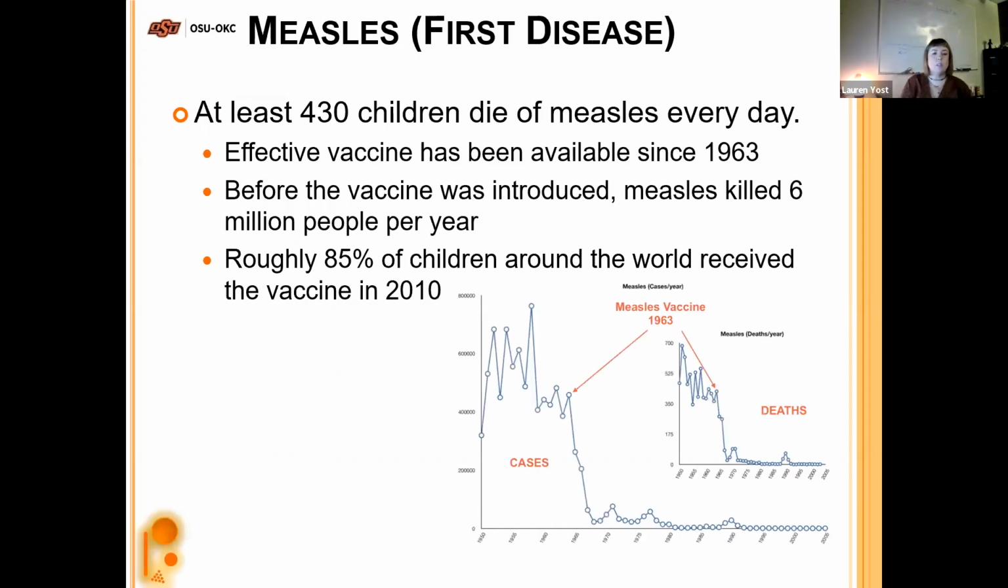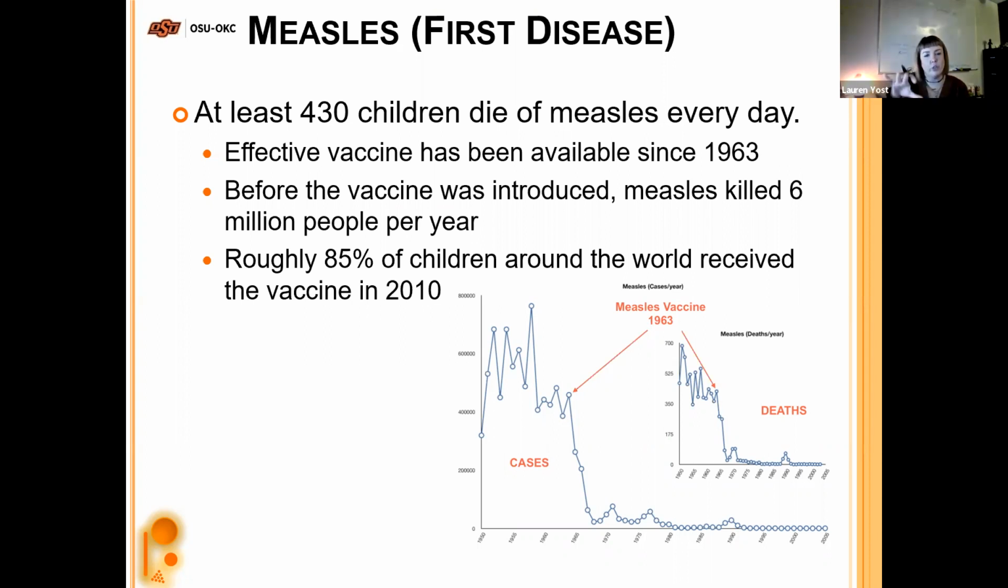Okay, moving on to the measles. At least 430 children die of measles every single day, which is kind of crazy to think about. Measles is also known as first disease, back in the old ways of how they would name diseases. An effective vaccine is available. We know of this. And before it was introduced, it would kill about 6 million people per year.